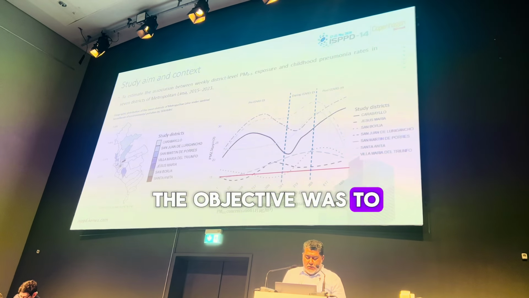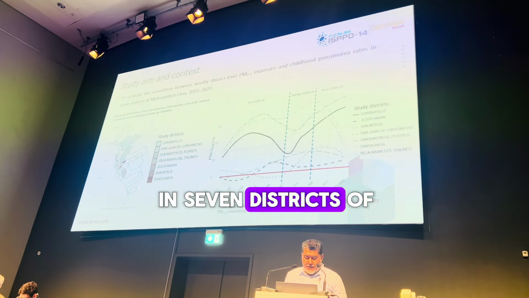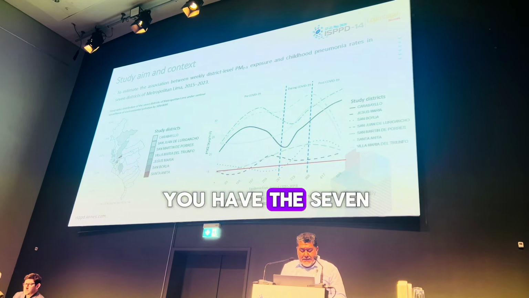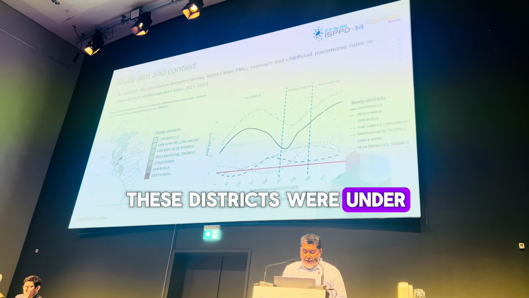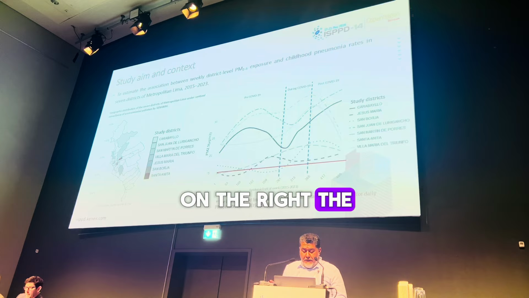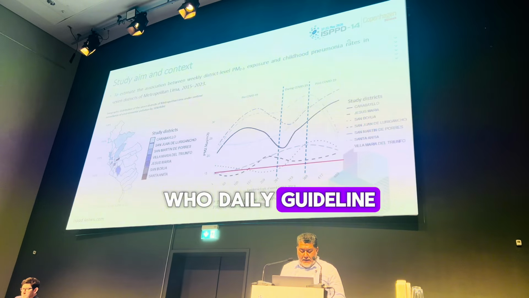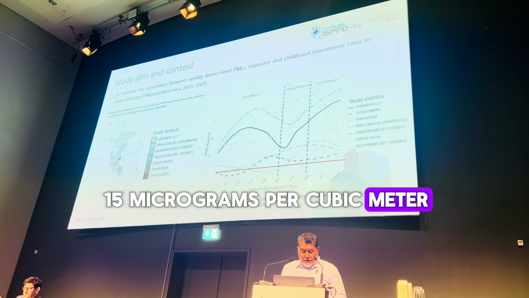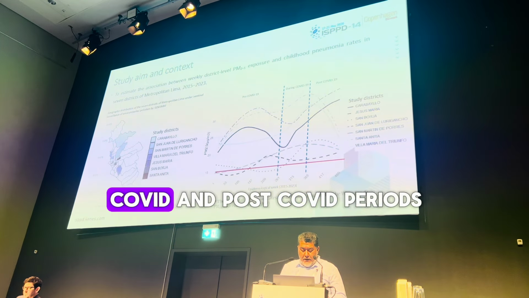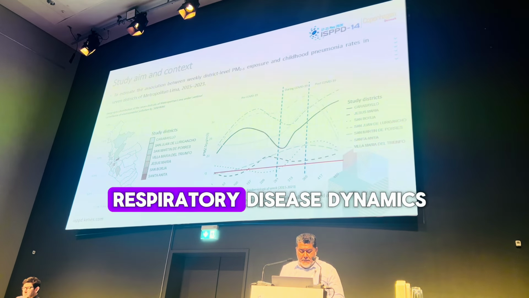The objective was to estimate the association between weekly district-level PM2.5 exposure and childhood pneumonia rates in 7 districts of metropolitan Lima from 2015 to 2023. On the left, you have the 7 districts included in the analysis. These districts were under environmental surveillance by SENAMHI, Peru's National Service of Meteorology and Hydrology. On the right, the figures show PM2.5 trends over time. The red horizontal line represents the WHO daily guideline for PM2.5, 50 micrograms per cubic meter. Several districts remain above that reference level. The figure also separates the pre-COVID, COVID, and post-COVID periods because the pandemic changed mobility, surveillance, care seeking, and respiratory disease dynamics.